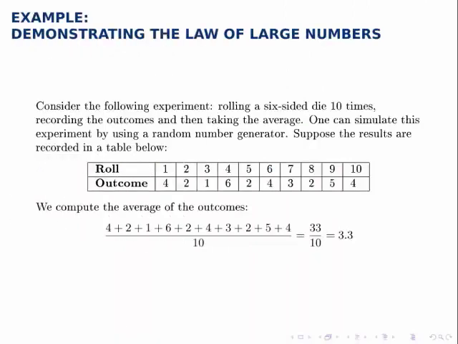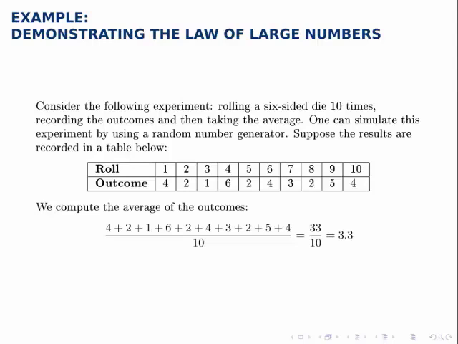Here's a simple example to demonstrate the law of large numbers. Again, the law of large numbers states that if we do an experiment over and over and over again, the results will line up with the probabilities that we expect before we run the experiment. It's similar to one of the ways that we define probability.